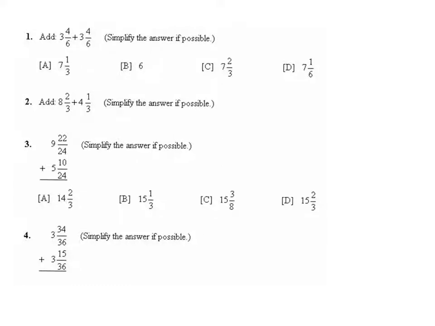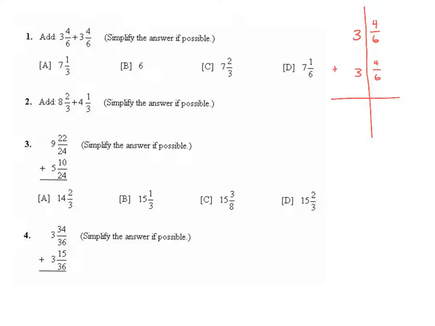In this video, I'm going to show some examples of adding mixed numbers with like denominators. Anytime I'm adding fractions where I might have to do some calculations, I write the problem vertically. So I'm going to write 3 and 4/6 plus 3 and 4/6. And I'm going to separate the ones place, the whole numbers, from the fractions with a vertical line there.